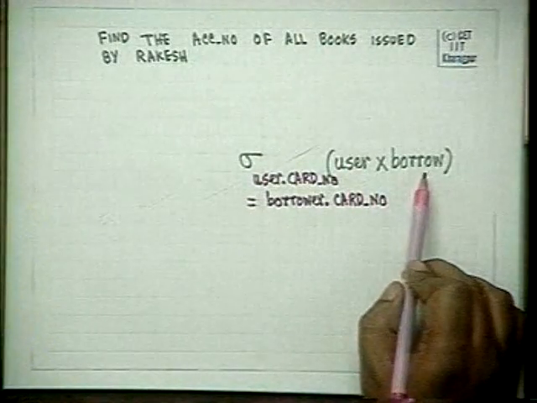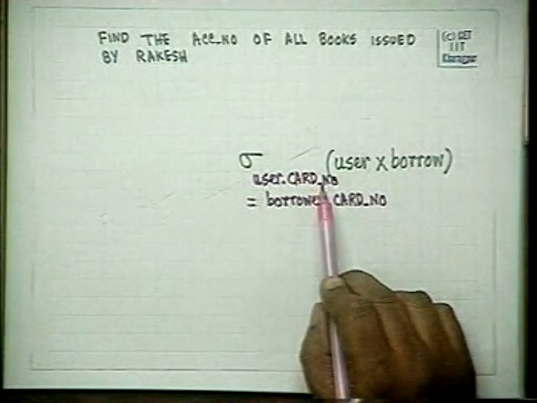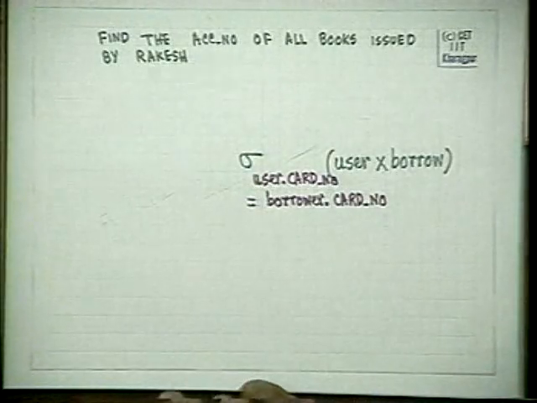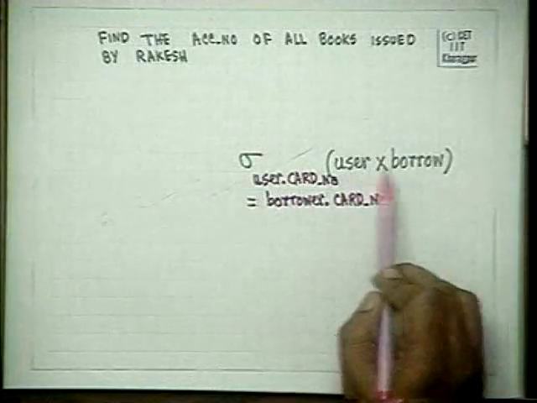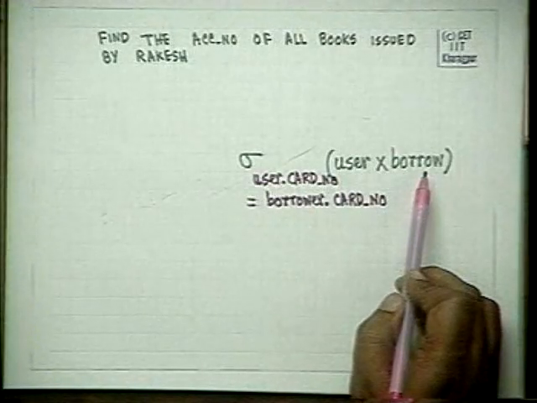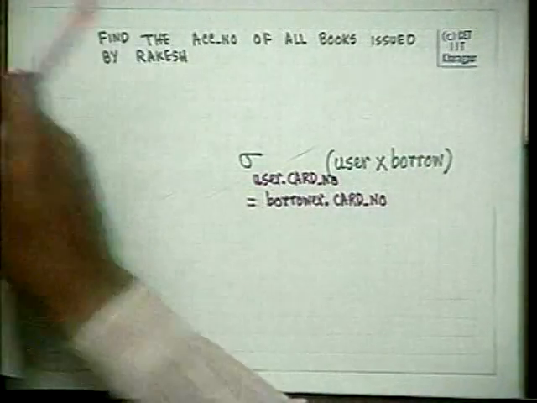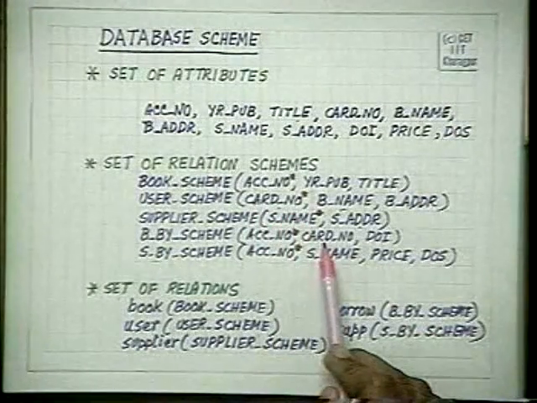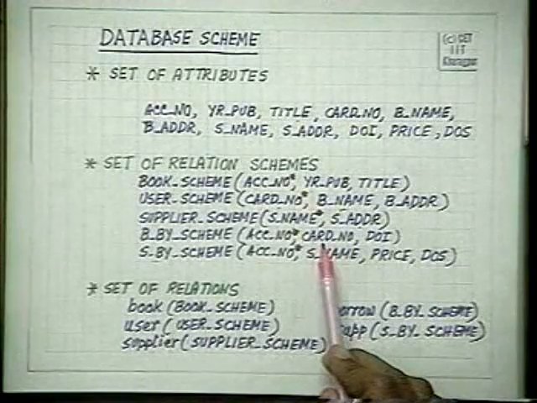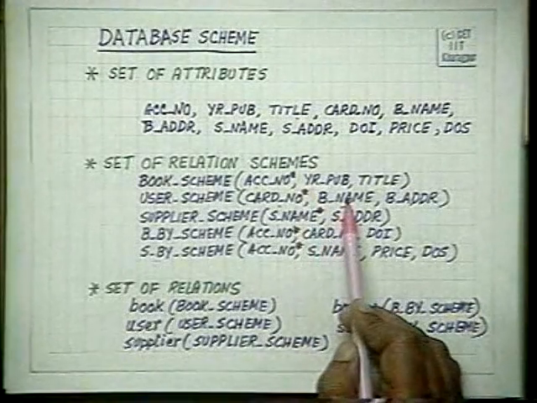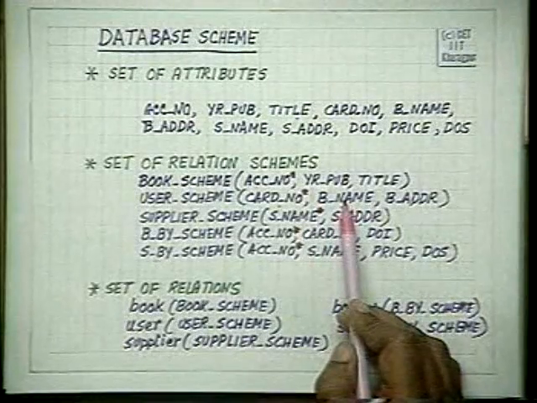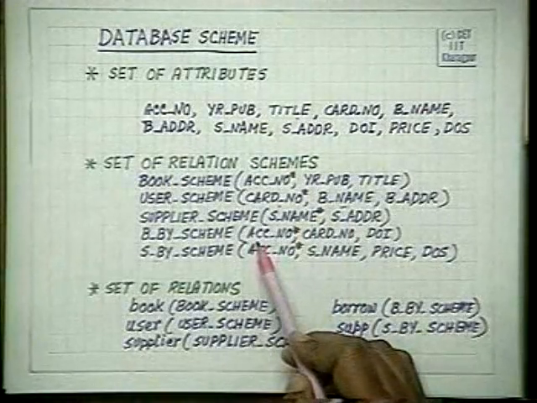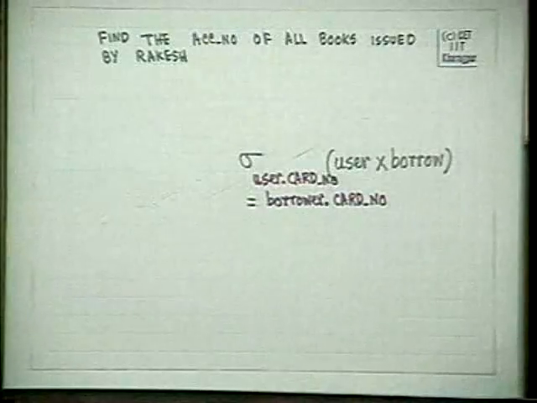So user cross borrow contains all possible combinations of users with borrows. I am interested in only those tuples which have got the same card number. That is, now I have got an alignment with the corresponding card number here and the corresponding card number here. From there, I will now match out those whose borrower name is Rakesh and accession number is what I want to find out.